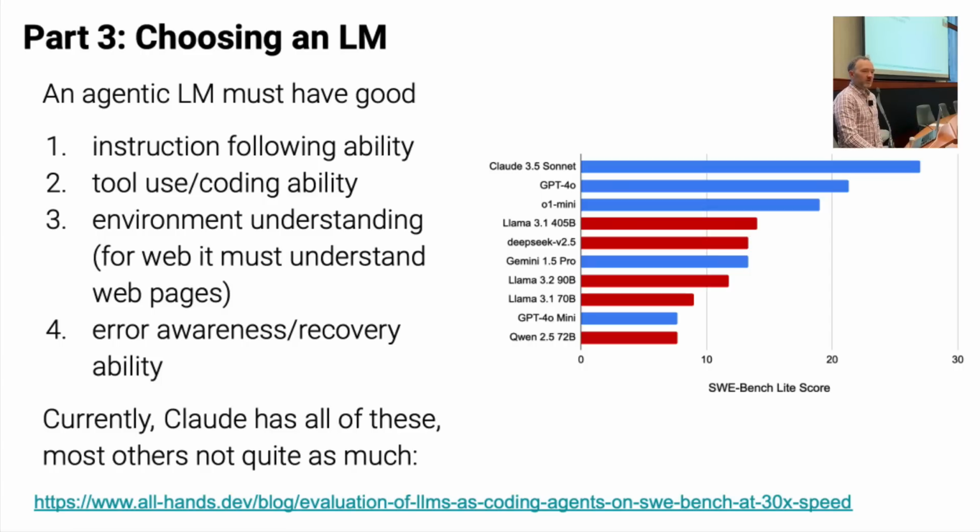Tool use and coding abilities. So if you provide tools, it needs to be able to use them well. Environment understanding. So if you're building a web agent, it needs to be able to understand web pages either through vision or through text. And error awareness and recovery ability. So if it makes a mistake, it needs to be able to figure out why it made a mistake, come up with alternative strategies and other things like this.